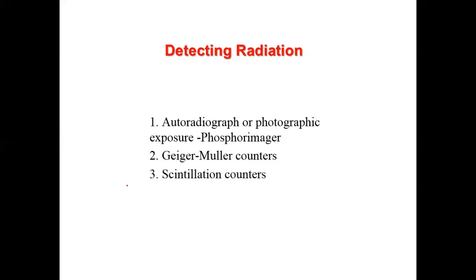Now it's time for detecting. Just bringing probes and your DNA together will not suffice for our experiment. We have to further develop and identify the hybridization, where exactly the signal is coming from, and which colony is positive for the gene X. There are methods called autoradiography, Geiger-Muller counter, and scintillation counter, but autoradiography is mostly used for hybridization methods.